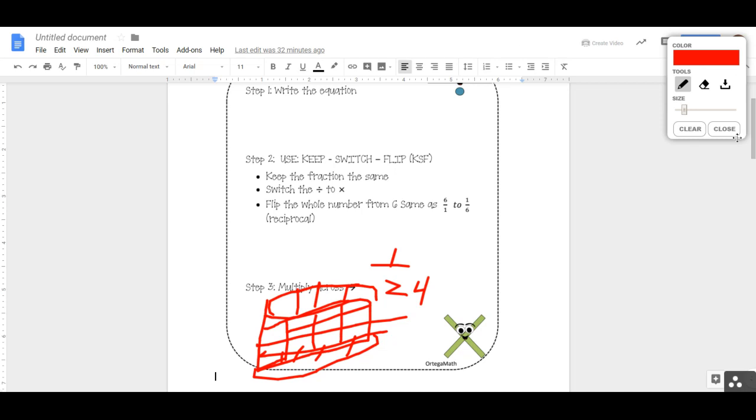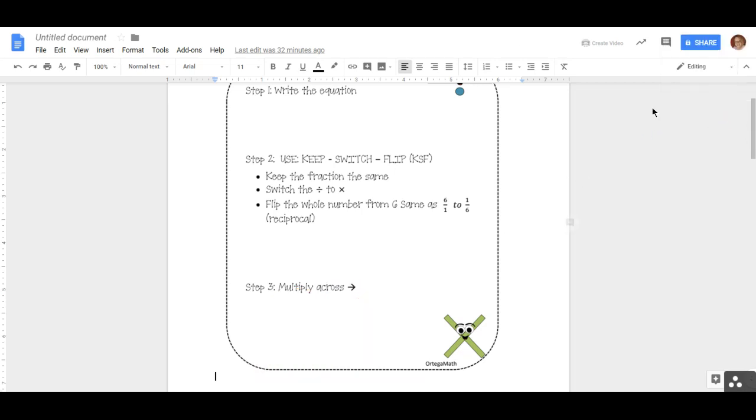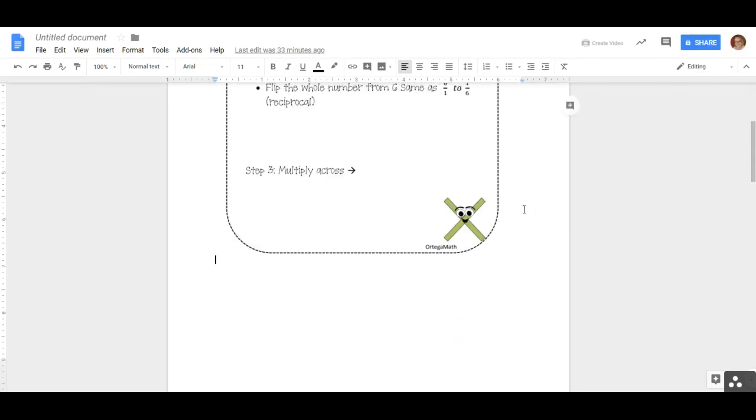Now what I want you to do is take and cut out the perimeter of this page. So you're going to cut out all the way around this page. All right. Now let's go to the second part.